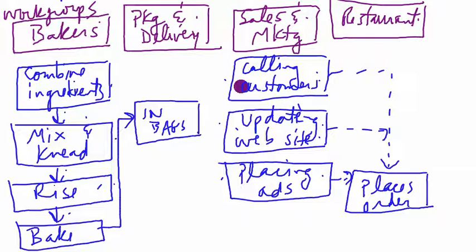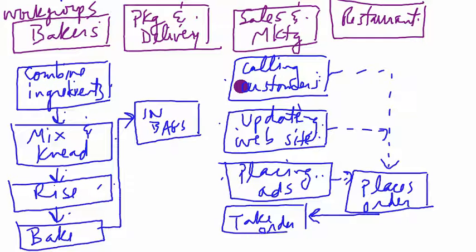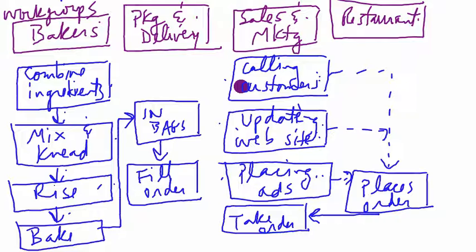We can spend a lot of time researching what are the most effective sales and marketing strategies and emphasize those. Okay, so the restaurant places the order. The sales and marketing group takes the order. And then the packaging delivery folks fill the order. Now, in order to fill the order, you have two preceding dependencies. Two arrows have to be in place. Two tasks have to be in place before we can fill the order.